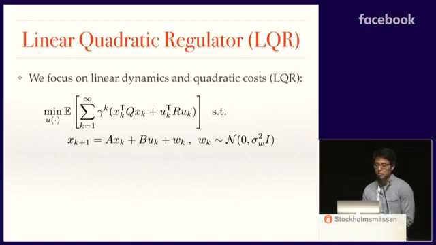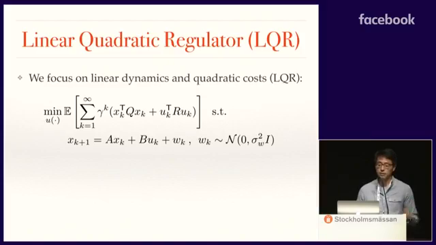We're going to focus on the case where we have linear dynamics. A and B parameterize the dynamics of the system, and the cost is parameterized by two quadratic matrices, Q and R. Here I'm considering the discounted version of this problem. If you remember from the previous talk, they were considering the average cost version of this problem. There may be slight technical differences, but roughly they're basically the same.